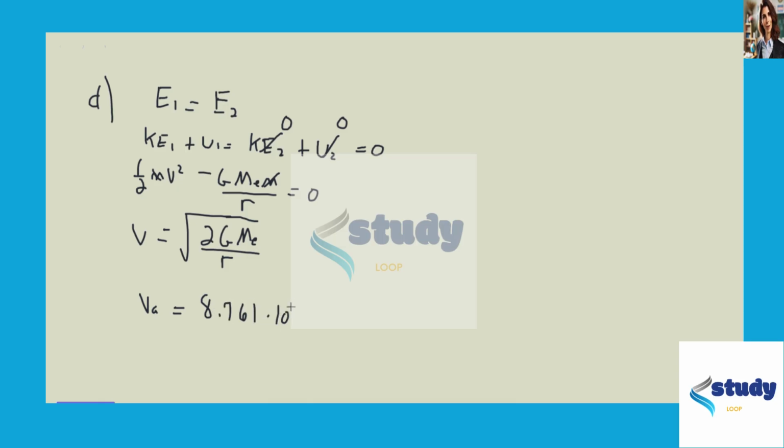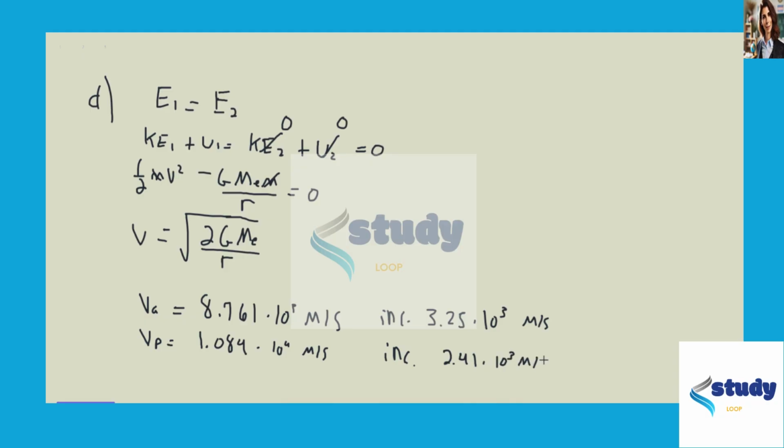And we will get 8.761 times 10 to the third meters per second. And so when we compare this to the original value in orbit, we find that this has increased by 3.25 times 10 to the third meters per second. And we do the same thing for point P. So we plug in just Rp for here, and we get 1.084 times 10 to the fourth meters per second. And so that is an increase of 2.41 times 10 to the third meters per second.